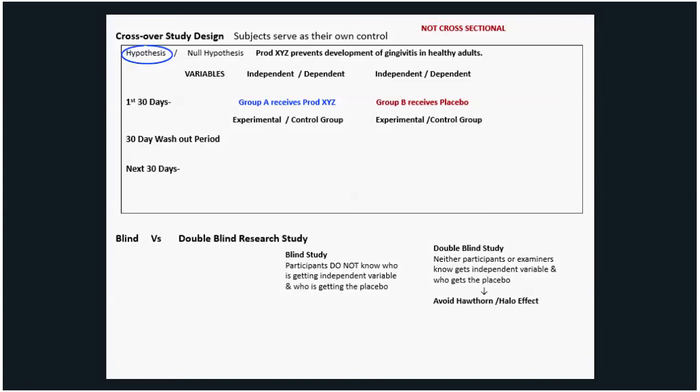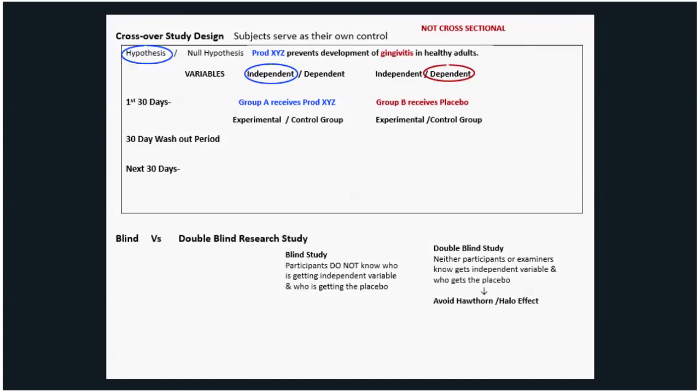If we talk about the variables, then we have to say, okay, do we have an independent and a dependent variable? What's going to be our independent variable? Product XYZ, right? What's going to be our dependent variable? XYZ is going to have an effect on what particular condition here? If we see a change in that condition, it's going to be dependent on our independent variable. So we're looking at gingivitis. That becomes our dependent variable.